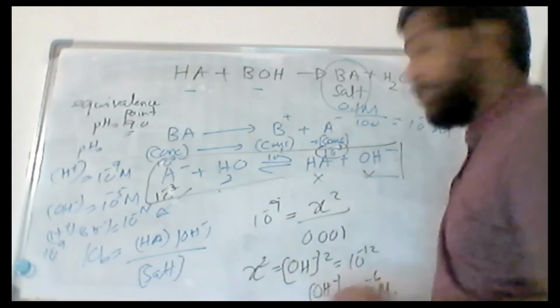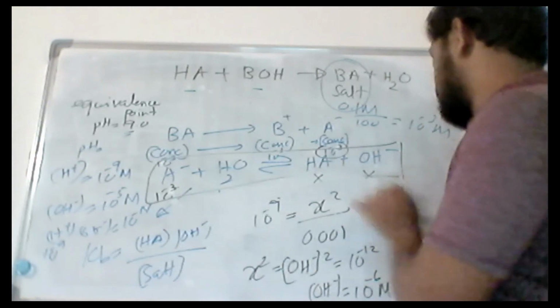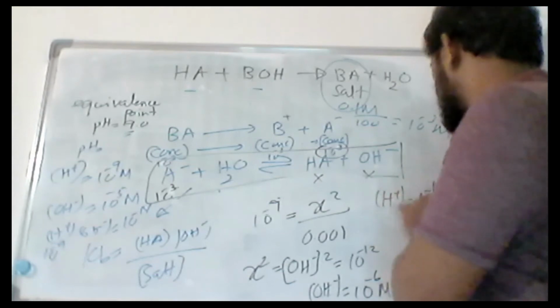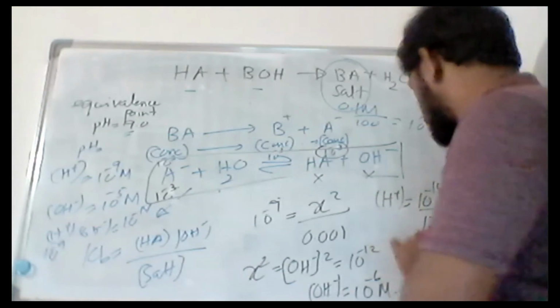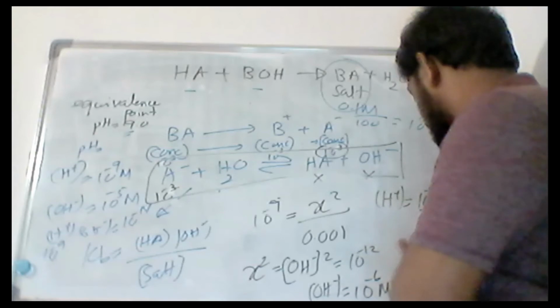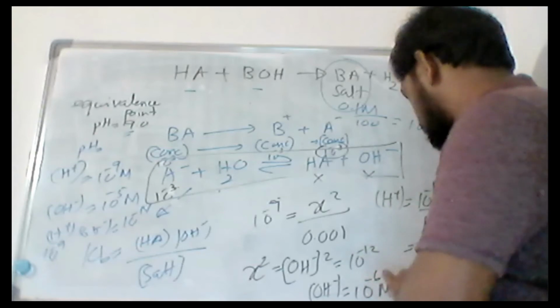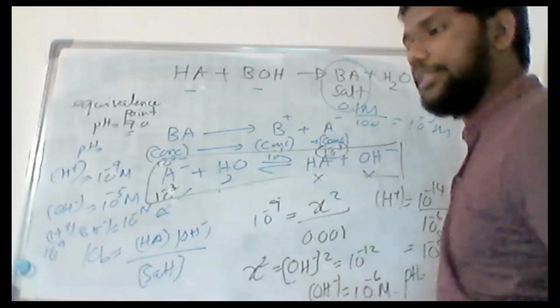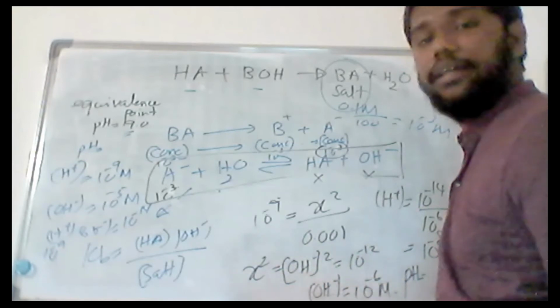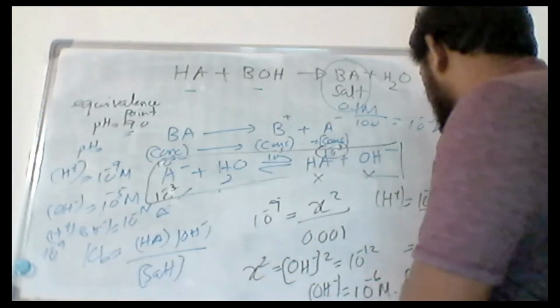So if you know OH minus, you can calculate the H plus concentration. It will be 10 to the power minus 14 over 10 to the power minus 6, and it is 10 to the power minus 8. So pH is equal to minus log of H plus concentration, which is 10 to the power minus 8, and pH is here 8.0.